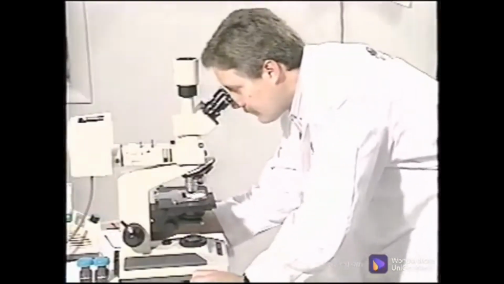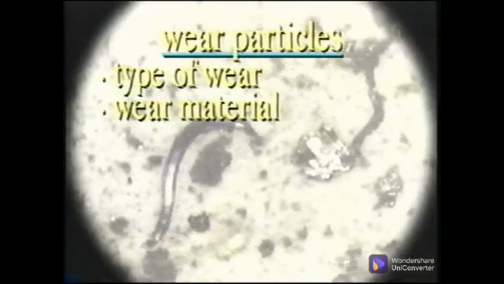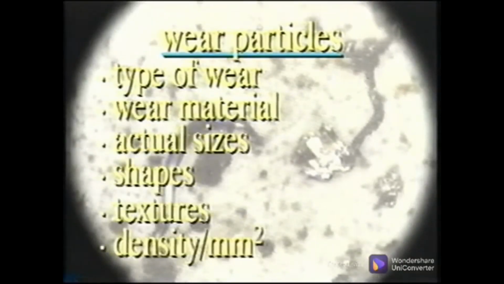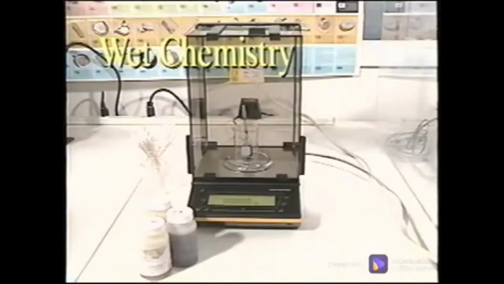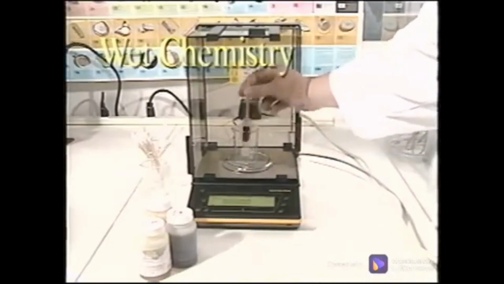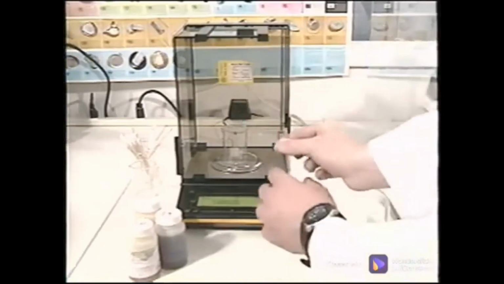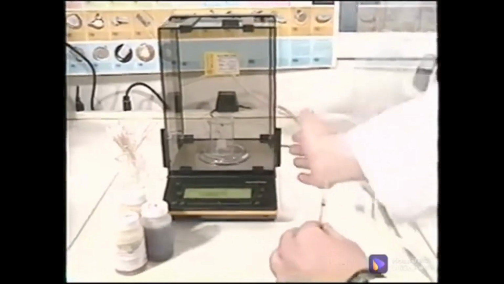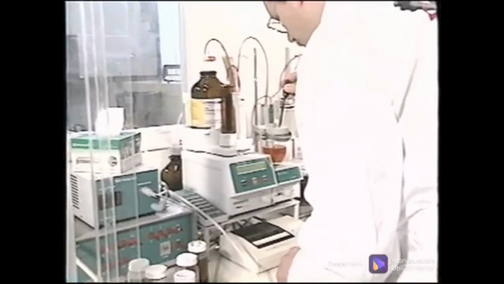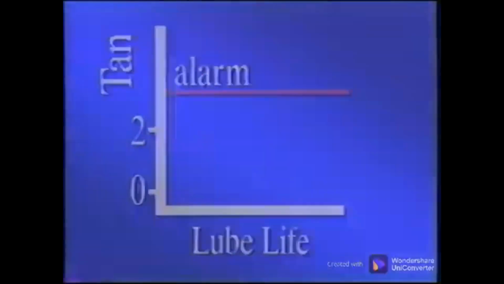The particles are classified by the type of wear material, the actual sizes, shapes, textures, and the average density per square millimeter. The wet chemistry automated workstation measures the total acid number and gives a precise measure of water in the oil using the Karl-Fischer test. It is used when the FTIR analysis indicates oil degradation or that water is present.